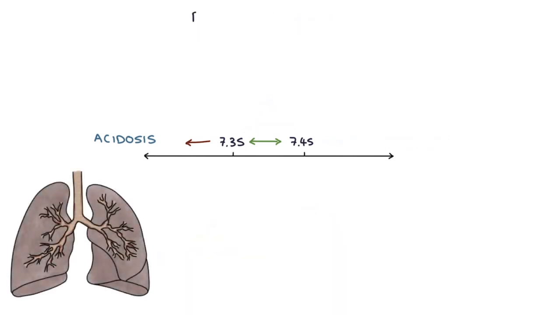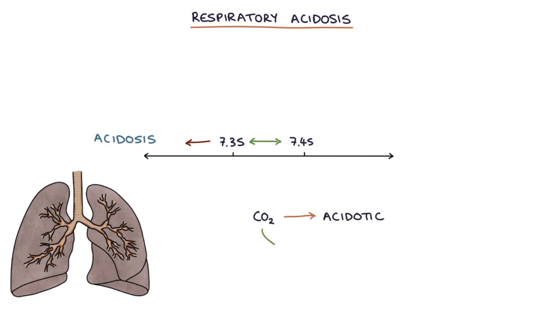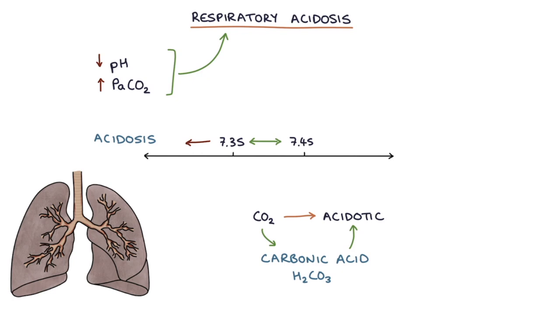Let's start by talking about a respiratory acidosis. Remember that carbon dioxide, or CO2, makes blood acidotic by breaking down into carbonic acid, or H2CO3. A low pH, or acidosis, with a raised PaCO2, or partial pressure of carbon dioxide, meaning that there's lots of carbon dioxide dissolved in the blood, indicates a respiratory acidosis.